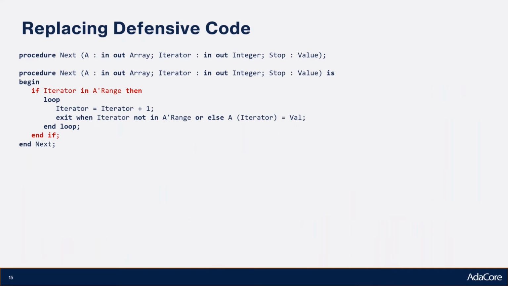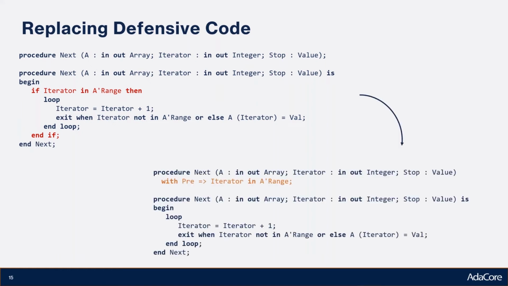Another nice thing in Spark is the option of, in fact, encouragement to replace defensive code. So here on the left, we have a procedure spec and a procedure body. It's kind of like a function prototype and then the function implementation of a procedure next. And in red, you see some defensive code that checks whether this iterator argument is valid. If it's not valid, you just don't do anything and this procedure will simply return.